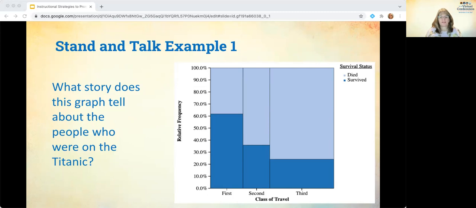And I want to point out that this mosaic plot is a little bit different than just your traditional bar graph, because it shows us that the third class passengers were actually about half of the passengers on the ship. It wasn't split equally between first, second, and third class. And with a traditional bar graph or a segmented bar graph, we would not notice that. So the mosaic plot gives us that additional piece of information.